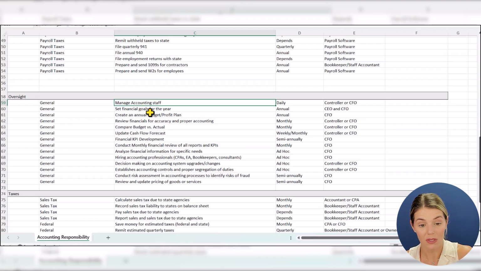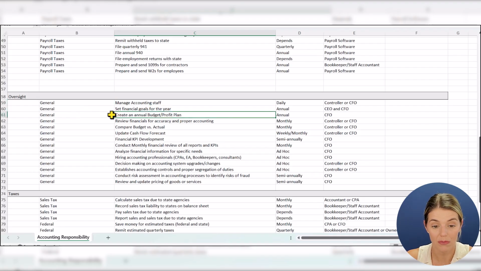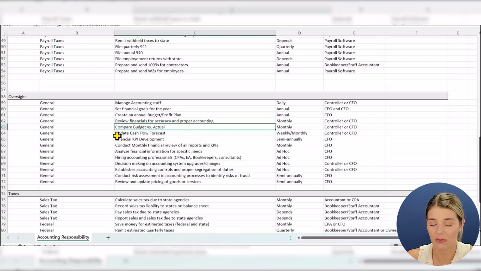Somebody still needs to manage that relationship, right? Who's helping set financial goals for the year? Who's creating your annual budget? Who is reviewing your financials for accuracy and proper accounting? Who's comparing your budget versus actual and providing insights so that you can make adjustments and know what you need to adjust so that you can make budget if you're not making it?